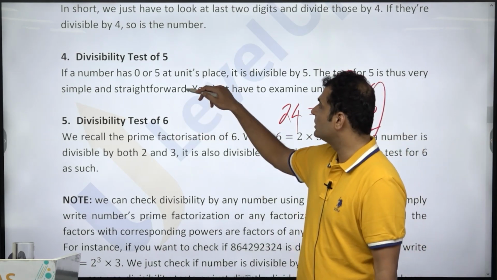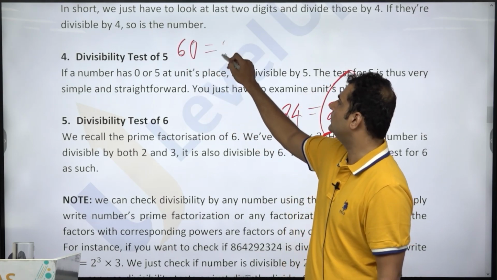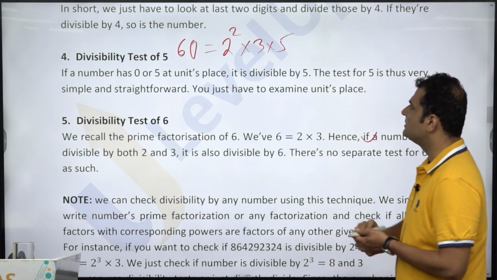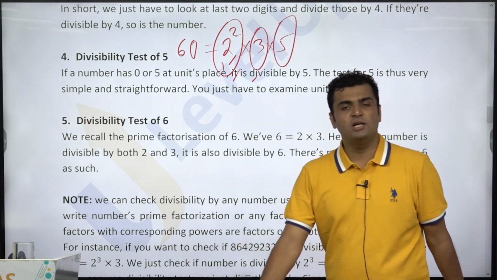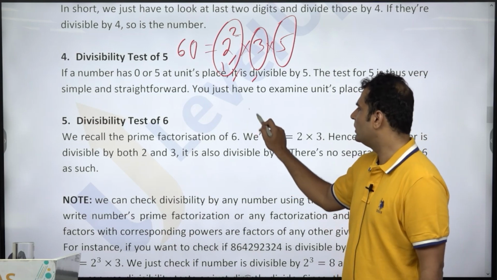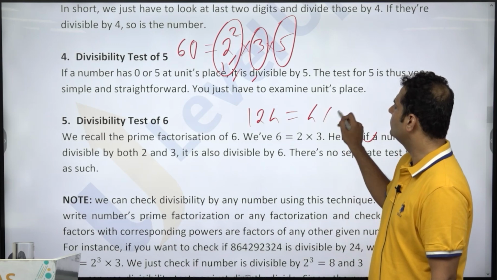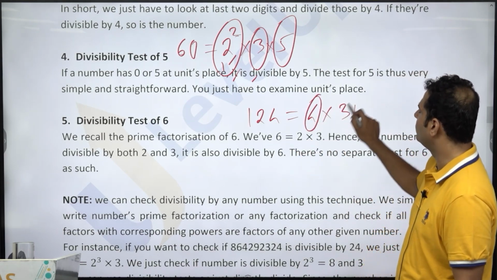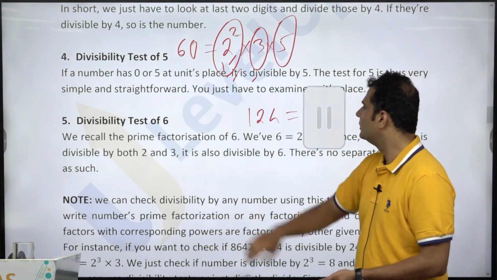If you want to check if the number is divisible by, let us say 60. 60 क्या है? 60 is 2 square into 3 into 5. So if the number is divisible by 2 square, मतलब 4, 3 and 5, then number is also divisible by 60. Again, another number you can take 124. 124 is 4 into 31. So if the number is divisible by 4 and 31, number is also divisible by 124.